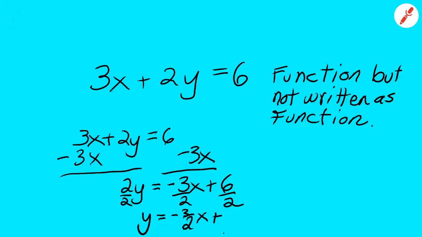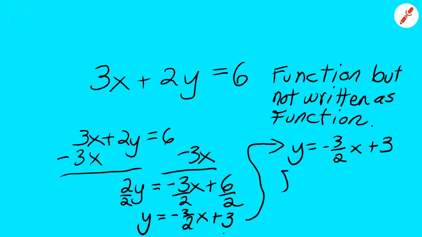plus 3. All right, so written where there's more room, we'll have y equals negative 3 over 2 x plus 3, which means I can now write this as f of x equals negative 3 over 2 x plus 3. And that's all there is to it.